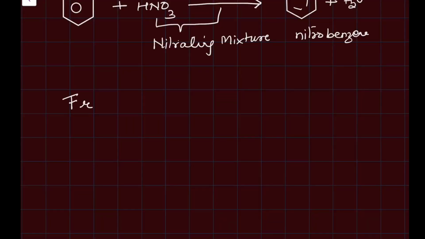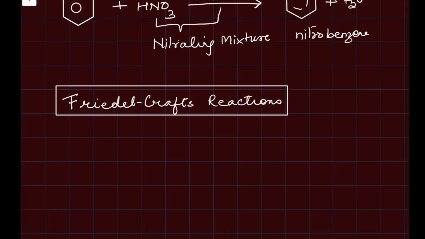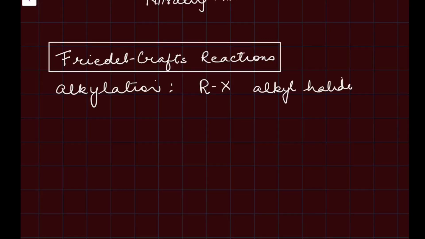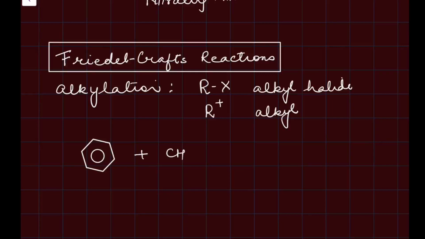Alkylation or acylation. In alkylation, we use alkyl halide, and the electrophile generated is an alkyl group. So you take the benzene ring treated with CH3Cl, again in presence of anhydrous AlCl3.